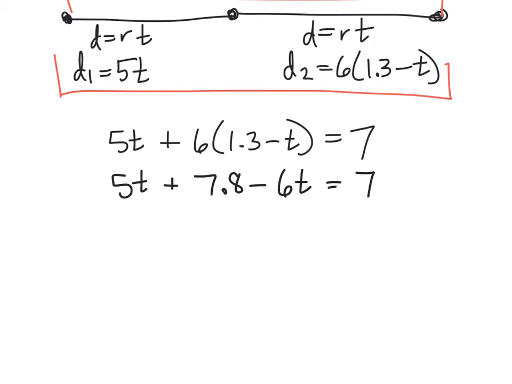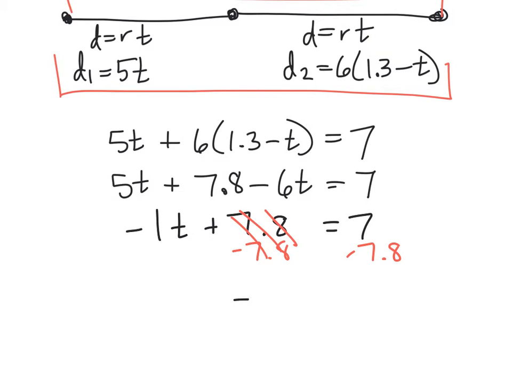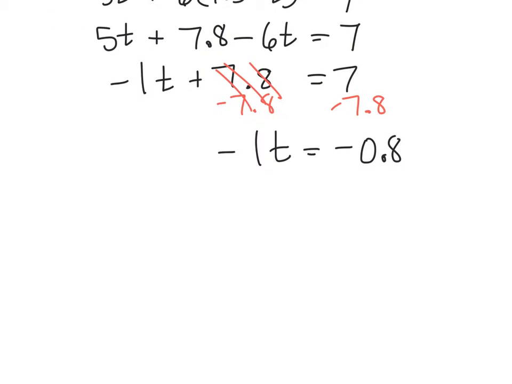And then we've got some simplifying here. So we've got 5t minus 6t, so that gives us negative 1t plus 7.8 equals 7. And then we're going to subtract 7.8 from both sides, so that makes that go away. So you end up with negative 1t is equal to negative 0.8. And this is kind of unusual, divide both sides by negative 1, and that ends up with t is equal to 0.8.